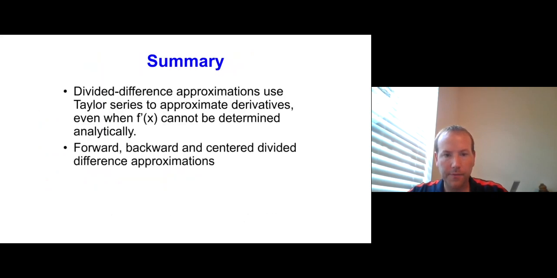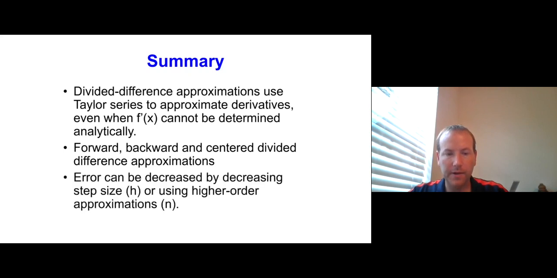We learned that forward, backward, and center divided difference approximations can all be made and have various different accuracies, and which one you choose depends on the information that you have available. And finally, we'll see that this is a general theme across many methods. The error in computation, this truncation error that we're talking about, has two main ways to decrease it. One is to decrease the step size h, and the other is to use higher order approximations, using those f double prime and f triple prime terms in the Taylor series.